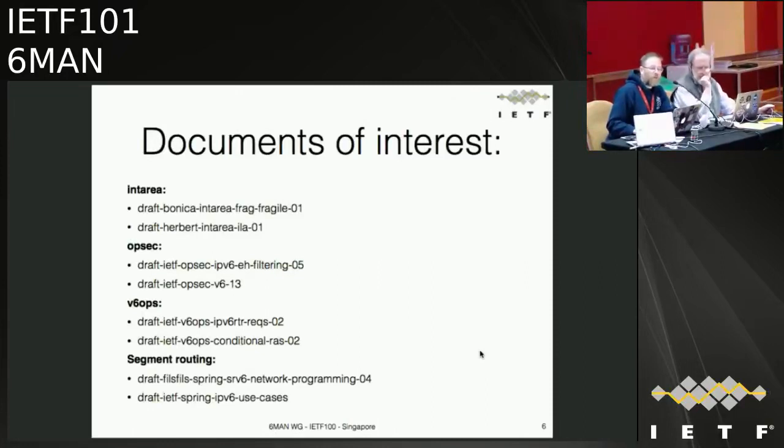In OPSEC, there are the two v6 filtering security recommendation documents. In v6ops, there are router requirements and conditional RAs. And in segment routing, there are multiple documents, but probably the most relevant ones are the network programming one and the v6 use cases. Okay, I think that was all from us. Suresh.